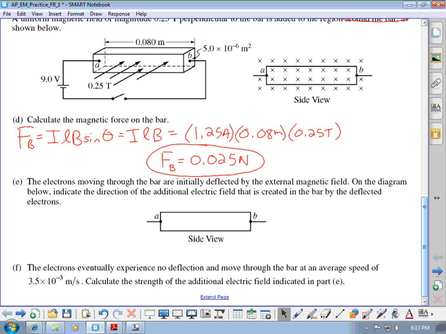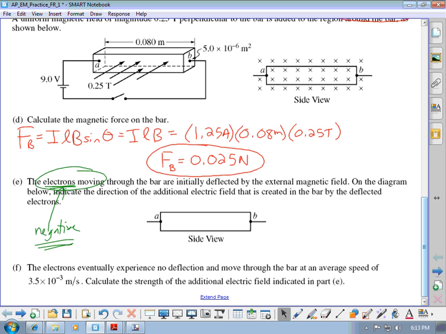The electrons moving through the bar are initially deflected by the external magnetic field. So the fact that these are electrons that are moving, they're negative charges, so that's going to be extremely important for this question. On the diagram below, indicate the direction of the additional electric field that is created in the bar by the deflected electrons.